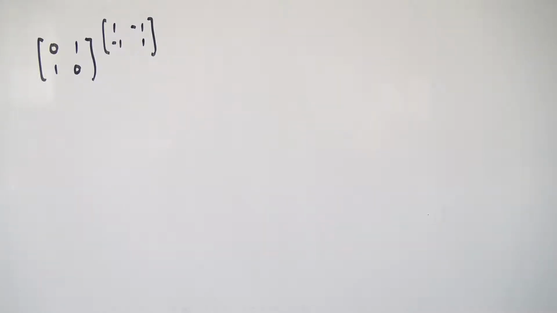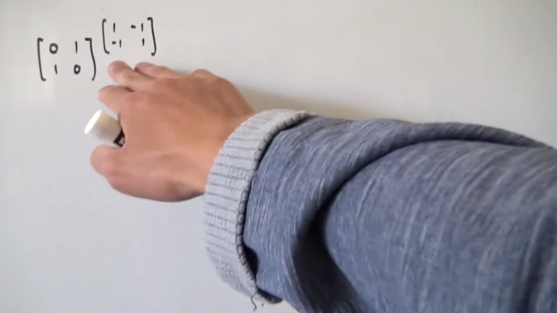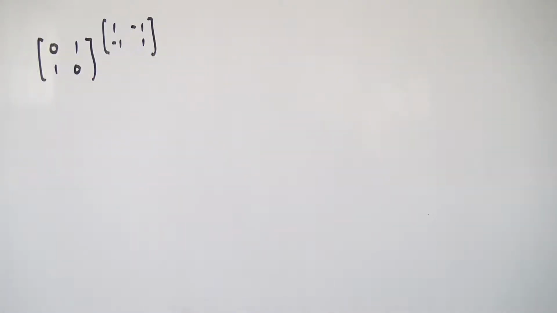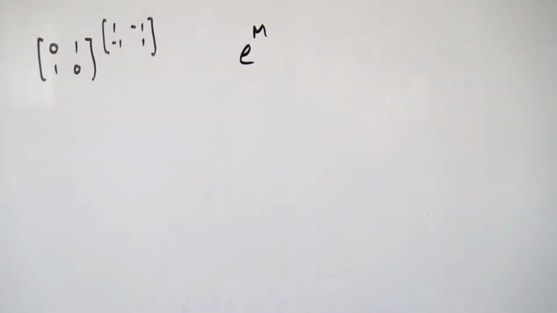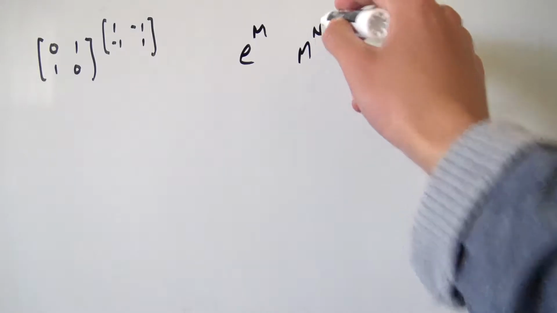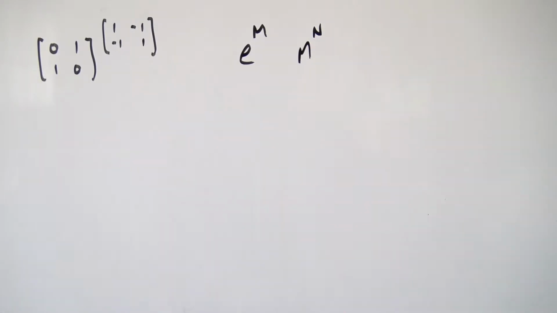Alright, hello everybody, and today we're going to be having a look at how exactly we can define a matrix raised to another matrix. Because we know how to raise a matrix to some power, let's say 3, and we know how to raise a number, let's say e, to a matrix m. But we don't really know how to define a matrix raised to another matrix, let's say m raised to some power n. And that's what we want to have a look at in this video.